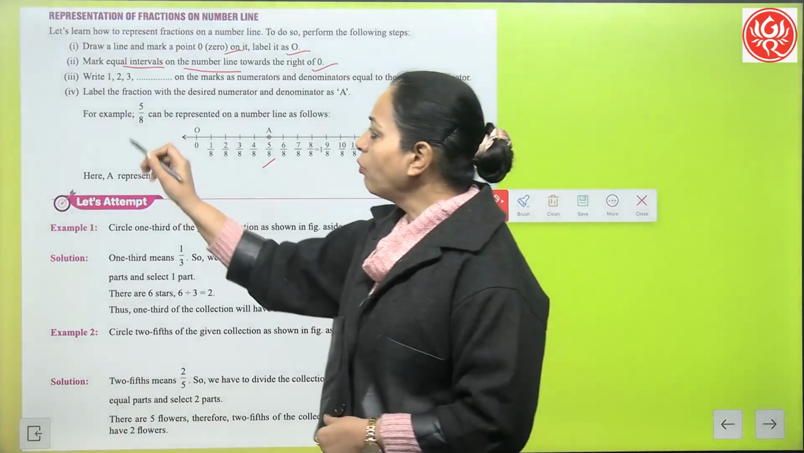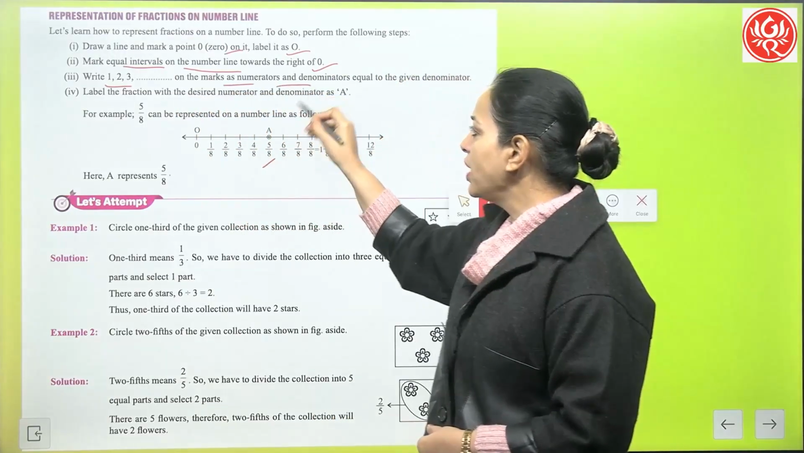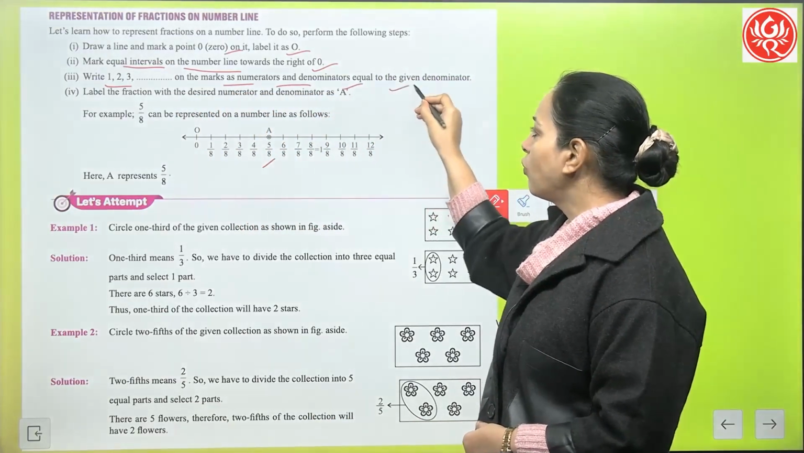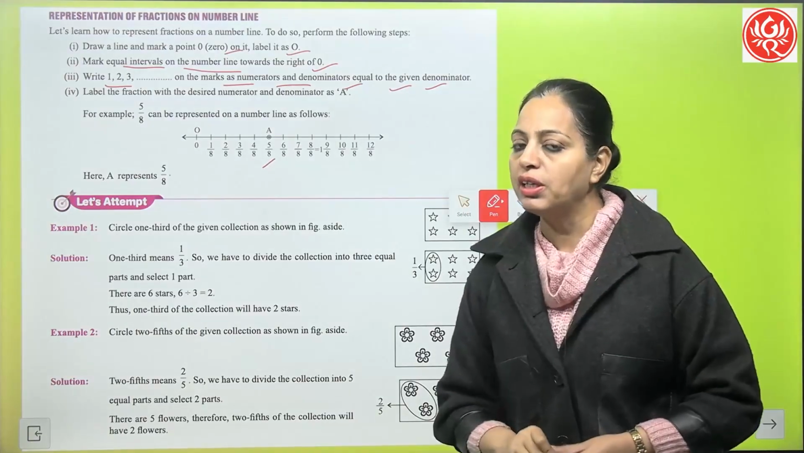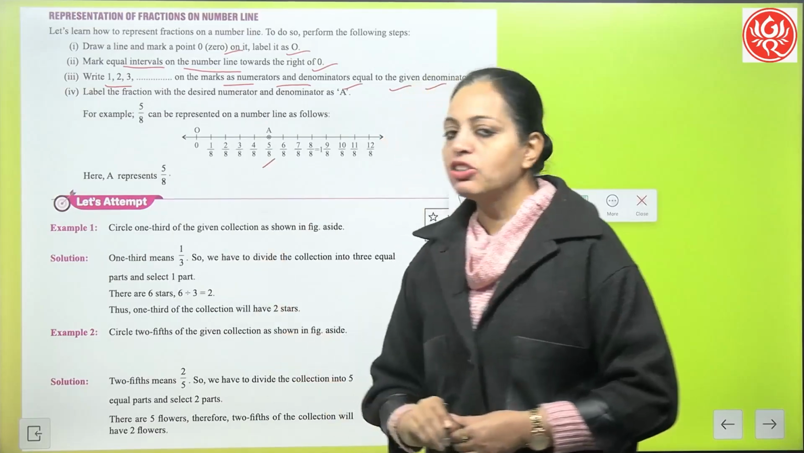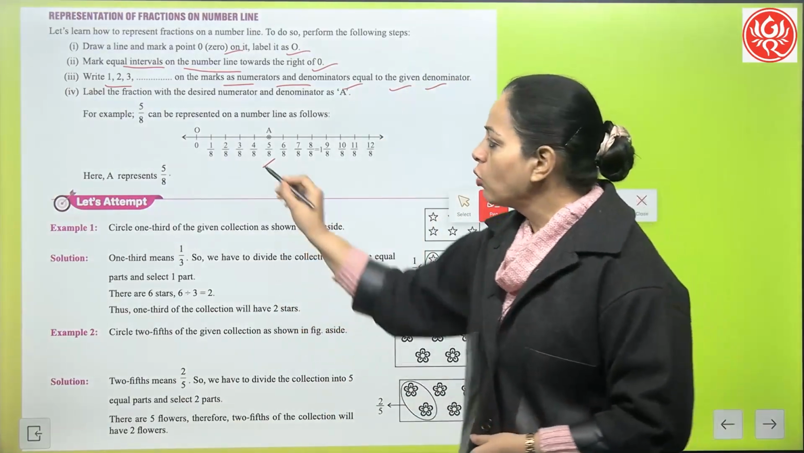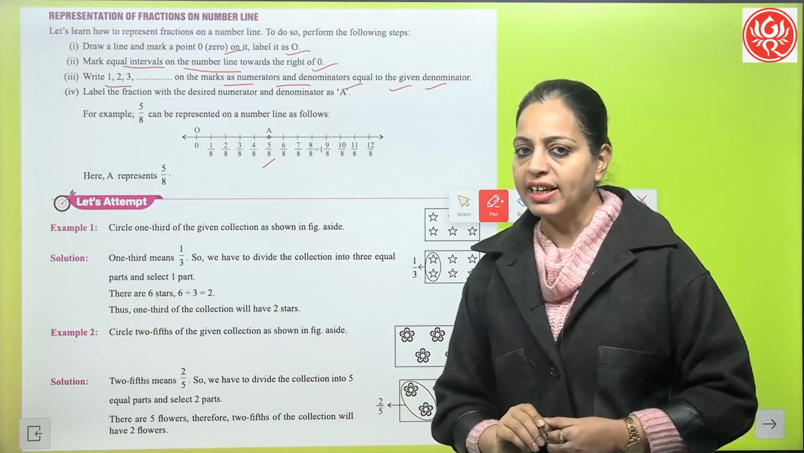Then the third one, write 1, 2, 3 on the marks as numerators and denominators equal to the given denominator. तो जो हम मार्किंग करेंगे 1 2 3 ये बन जाएंगे न्यूमरेटर और जो डिनोमिनेटर हमारे पास गिवन है उसको हम एज इट इज लिख देंगे.